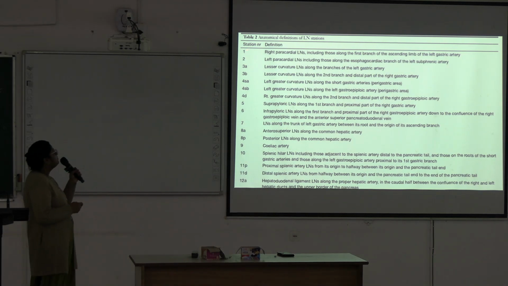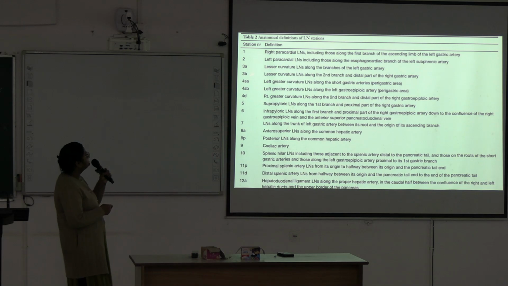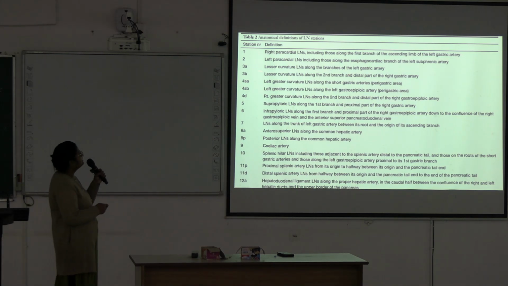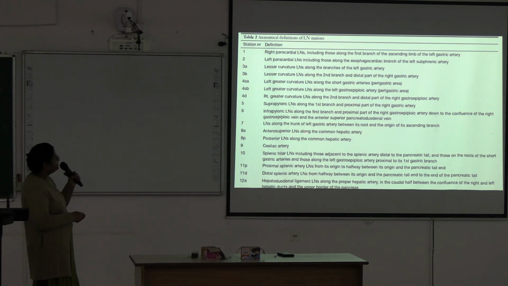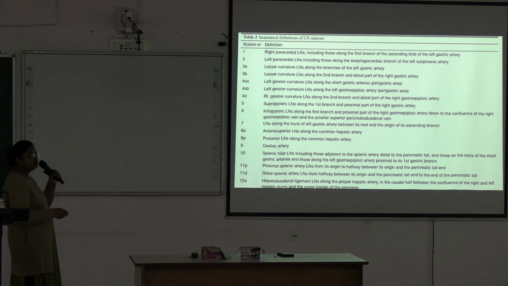So see grossly, 1 is right paracardiac lymph node, including all those along the first branch of the ascending limb of left gastric. 2 is left paracardiac, 3 is lesser curvature nodes along the branch of left gastric. 3B is lesser curvature node along the second branch and distal part of right gastric. 4SA, 4SB and 4D are along the greater curvature. 5 is suprapyloric, 6 is infrapyloric, 7 is lymph node along the trunk of left gastric between its root and origin of the ascending branch. 8A and 8B: 8A is anterosuperior nodes along the common hepatic, 8B is posterior lymph nodes along the common hepatic.